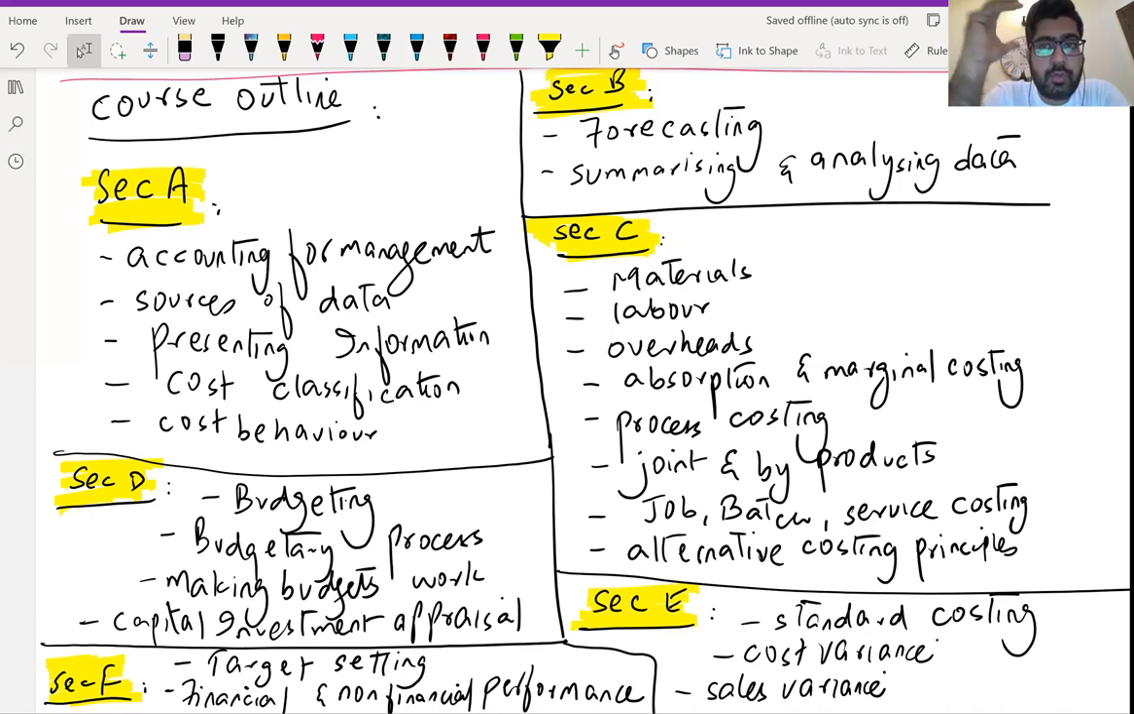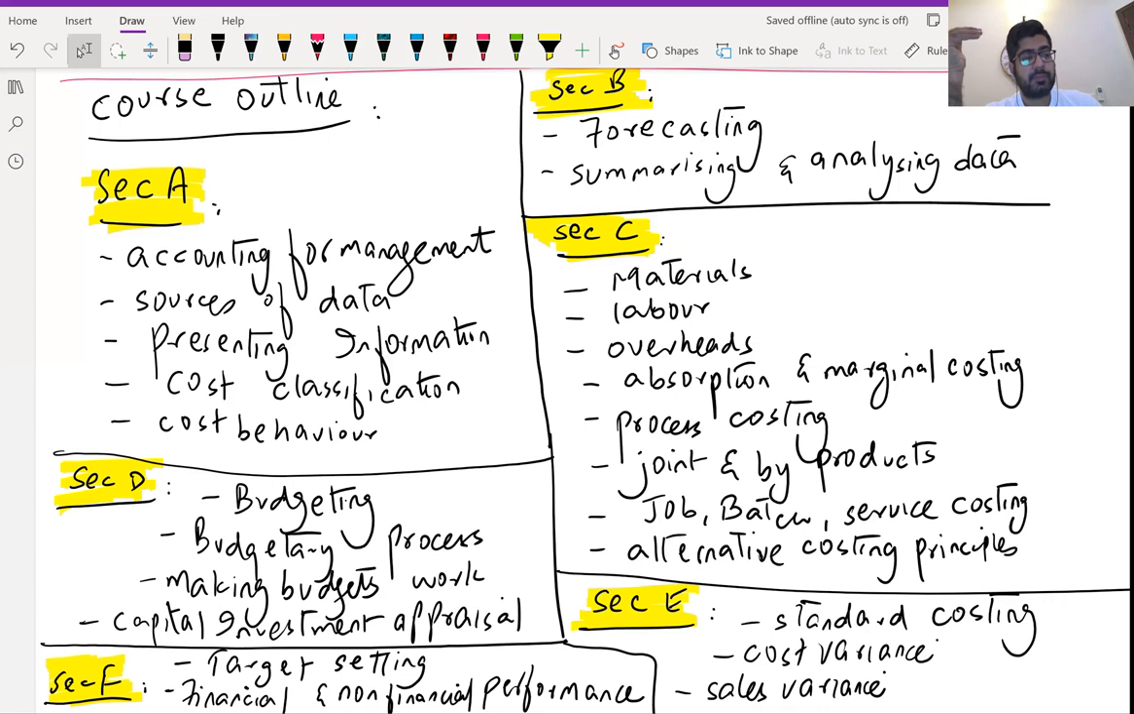The course outline is that your syllabus or course is broken into six sections. Obviously these sections are distributed by me. Maybe you will open the Kaplan study text, you won't see this section distribution. You open the BPP study text, you don't see this section distribution. It doesn't matter whether Kaplan has broken them into sections or not, BPP has broken them into five sections, and I'm saying six sections. The important thing is that all the topics and chapters mentioned have to be covered.